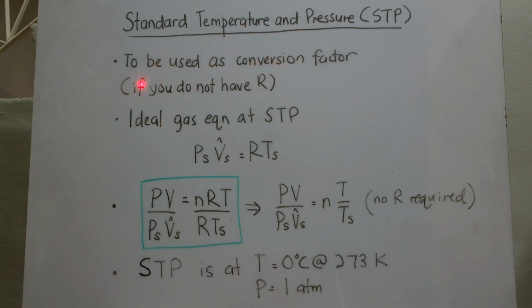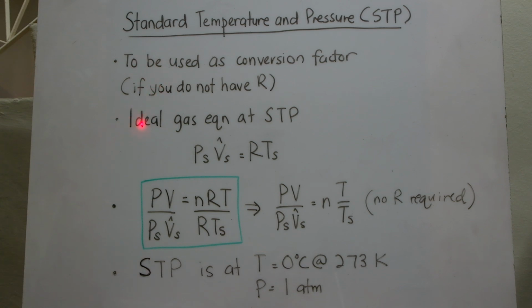For example, if you do not want to use R, you can replace R with STP in order to find the unknowns in your question. Okay, so how do we use STP?